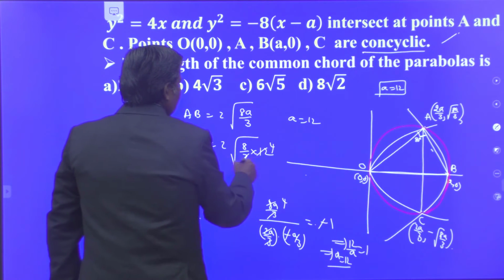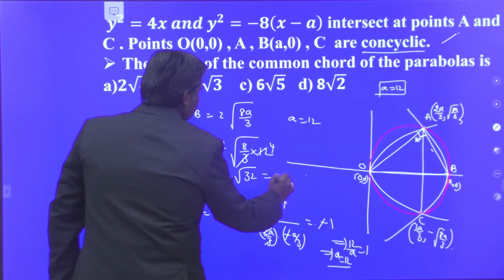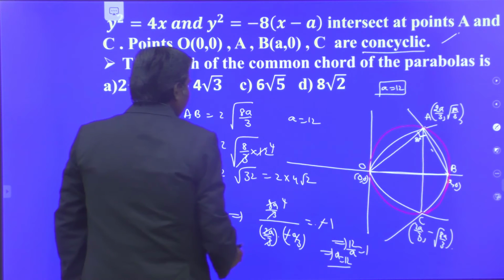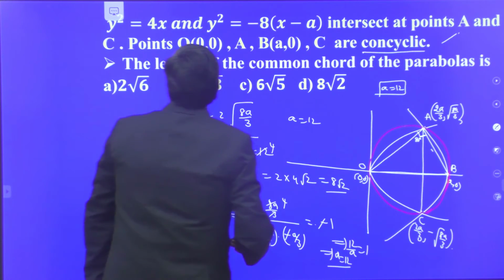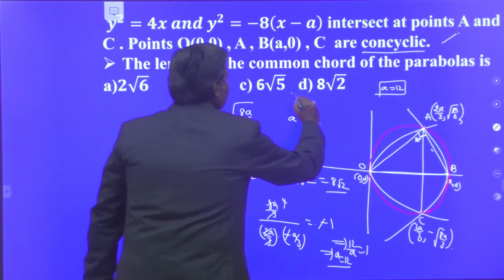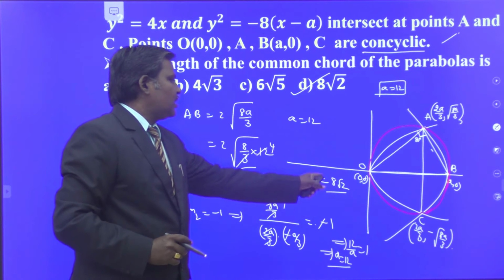So this is 4 times. So your value is 2 root 32. That is nothing but 2 into 4 into root 2. So 8 root 2. You have the value 8 root 2. This is the correct answer. The length of the common chord is 8 root 2.